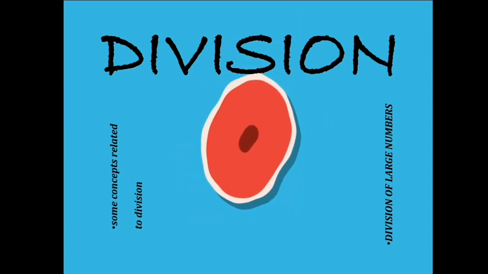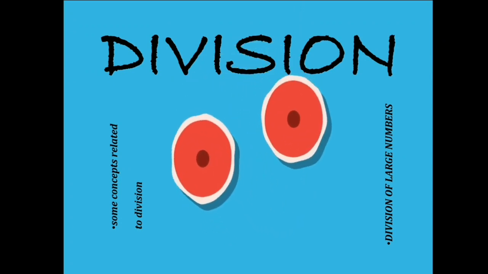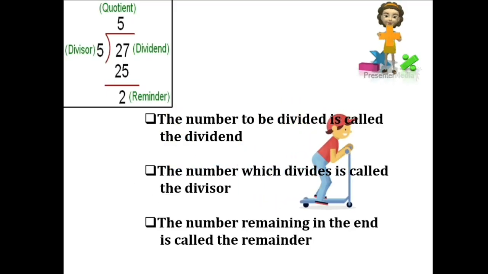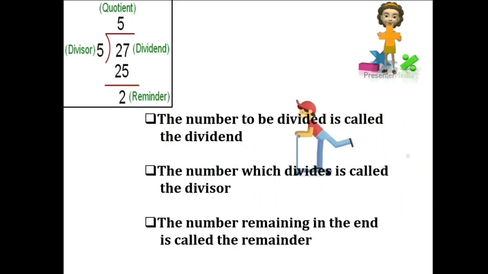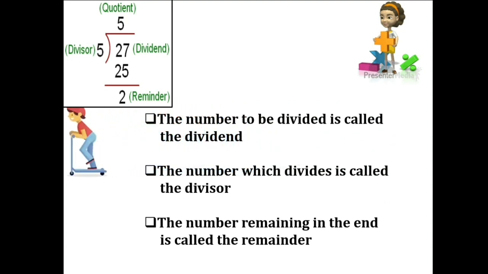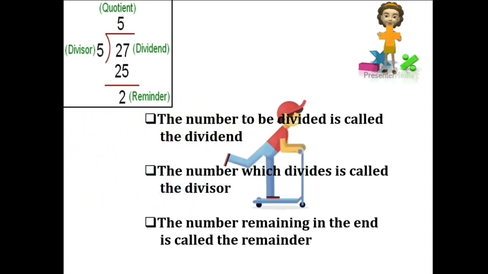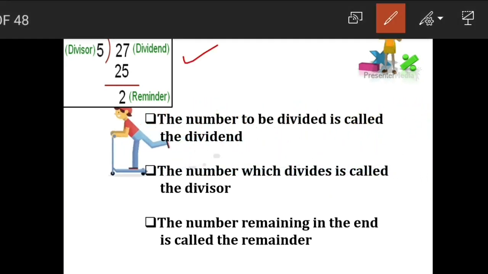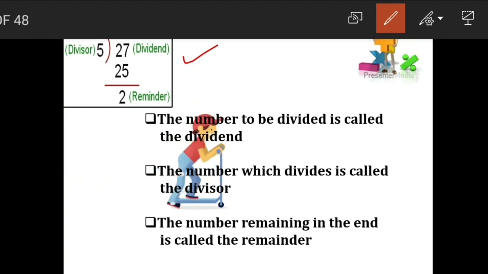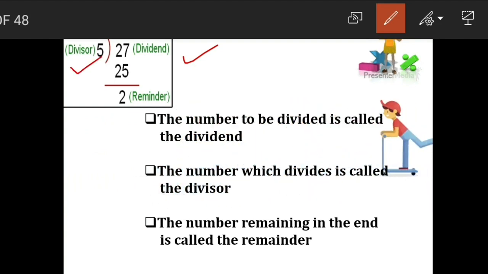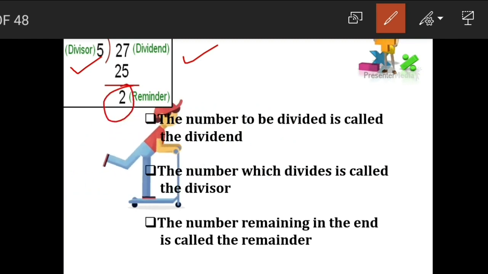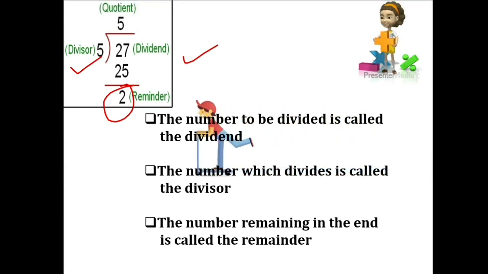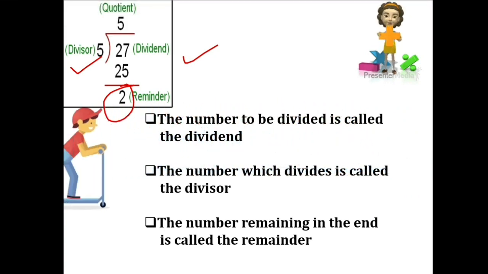So now, let us begin with the topic division. Here are some concepts which you should know. The number to be divided is called the dividend. You can see on the left hand side, this is the dividend, 27. Then the number which divides is called the divisor, 5 is the divisor, and the number remaining in the end is called the remainder because it remained. And the answer in division is called the quotient, which is written on the top. 5 is the quotient, the answer.